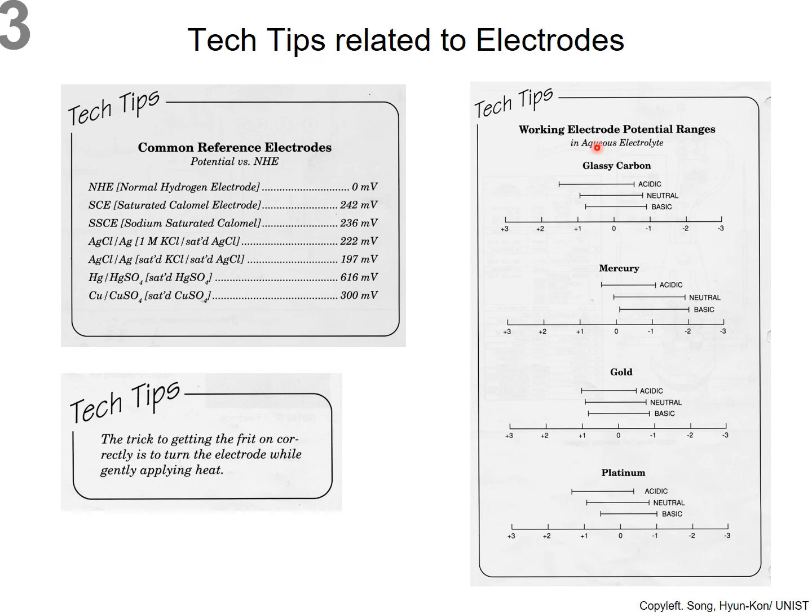The other box is devoted to the working electrode potential ranges in aqueous electrolyte. The most popular disc electrodes are glassy carbon, gold, and platinum, and they can be used in the +1 to -1 volt potential range, around there. And the other one, the mercury electrode, is more specified to a more negative potential window. Mercury can be used from 0 to -2 volt.